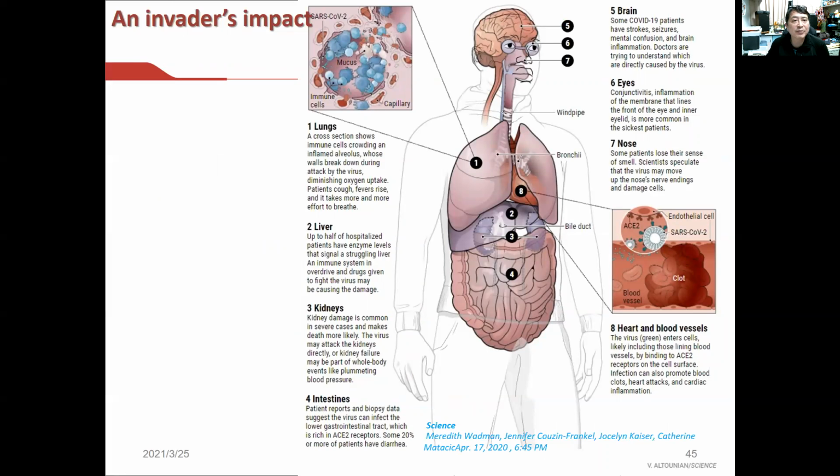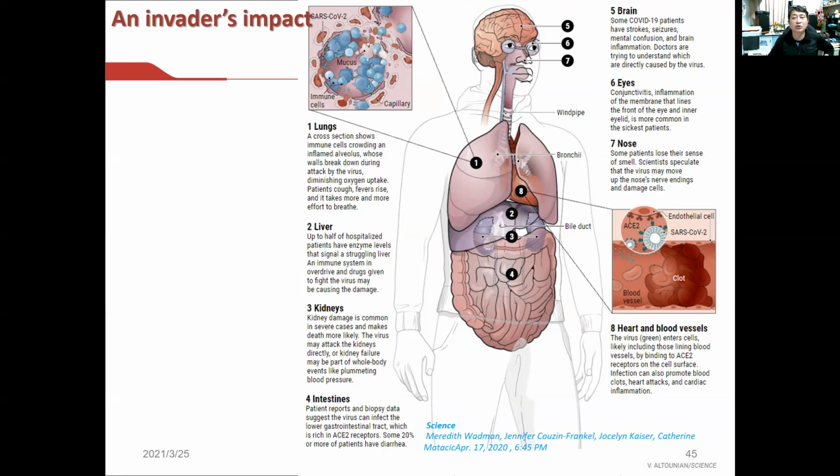So let's look at the impact during COVID-19 infection. As we know, the entry relies on ACE2, this enzyme. ACE2 is expressed over the tissues, including the lung, liver, kidney, GI, brain, CNS, eye, nose, heart, and blood vessel. So severe COVID-19 infection may damage or impair different tissues and different organs.